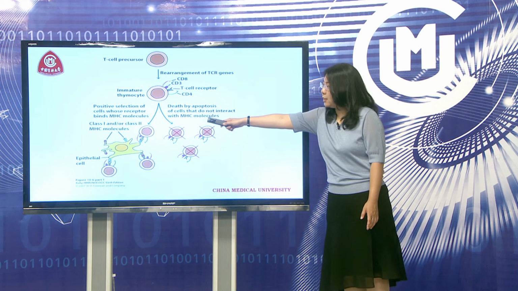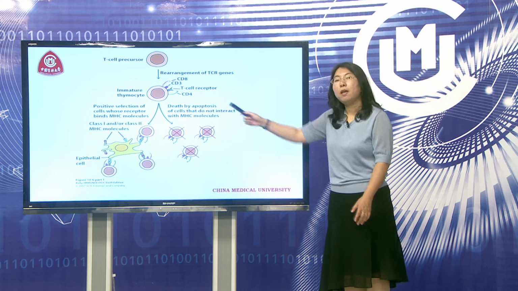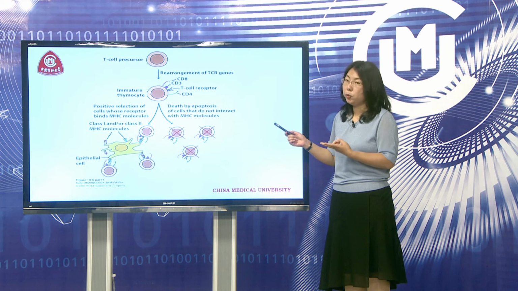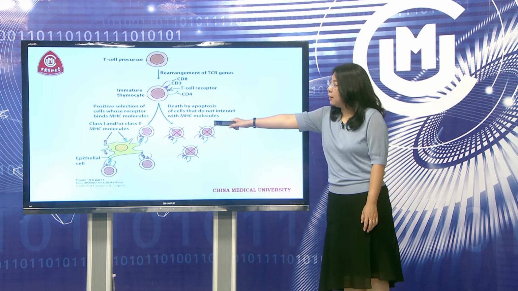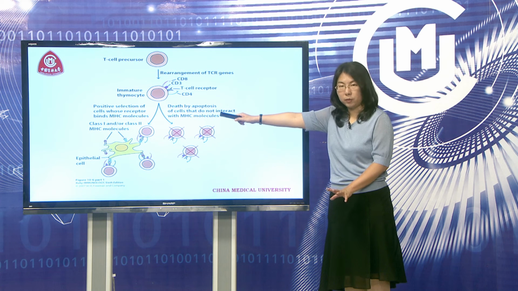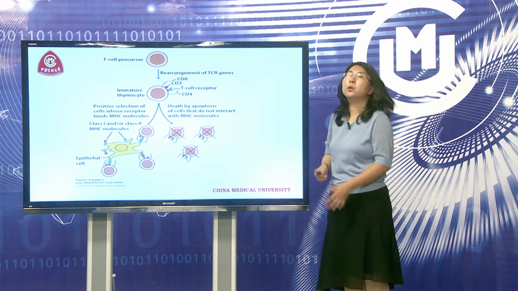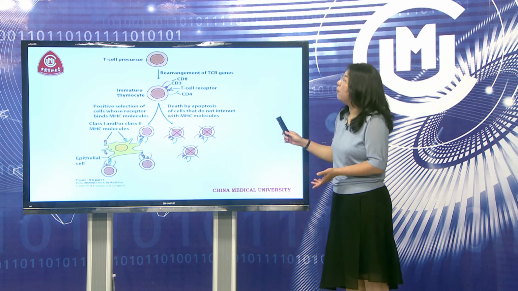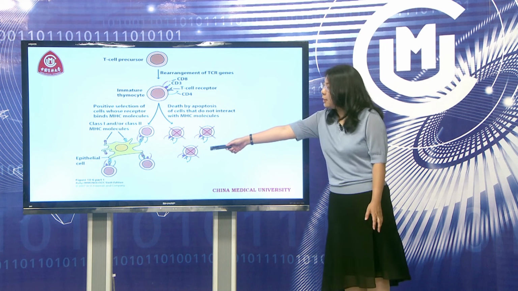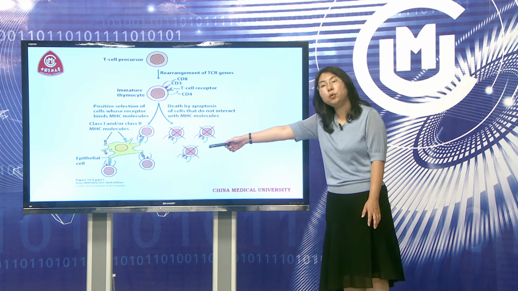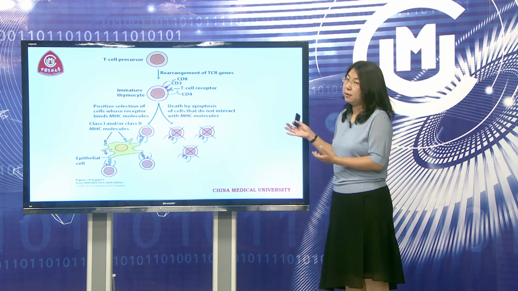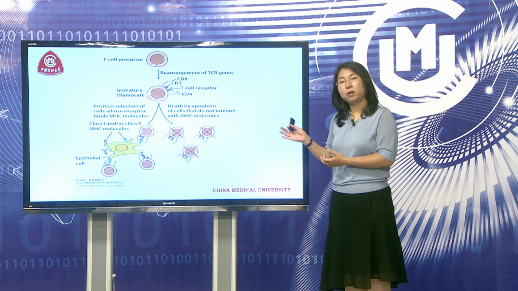So now this double positive T-cell has both CD8 and CD4, these two molecules, but this T-cell meets the class 1 molecule. So the CD8 molecule remains and the CD4 molecule disappears. By chance, if this T-cell can recognize this class 2 molecule, then this CD4 molecule will bind the beta 2 domain of the class 2 molecule, right?